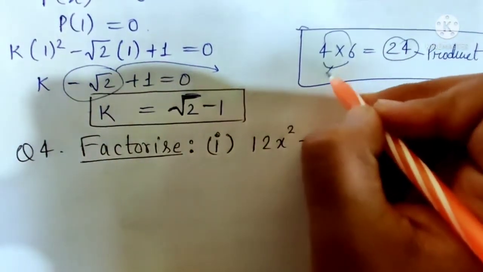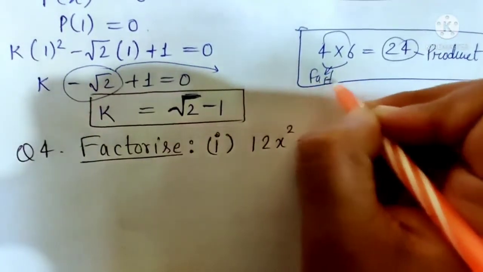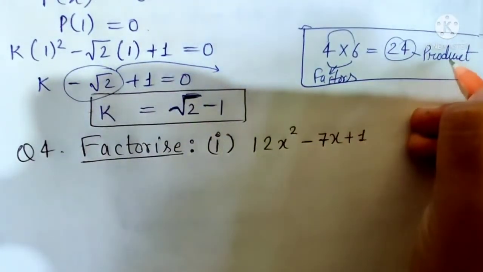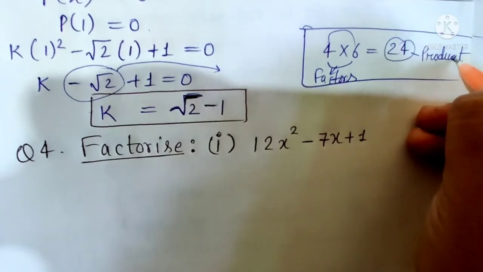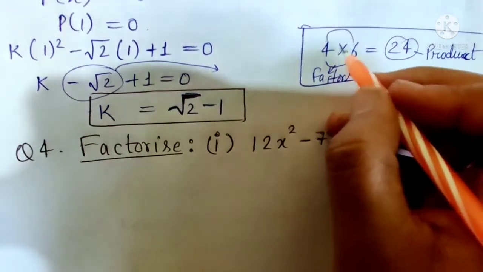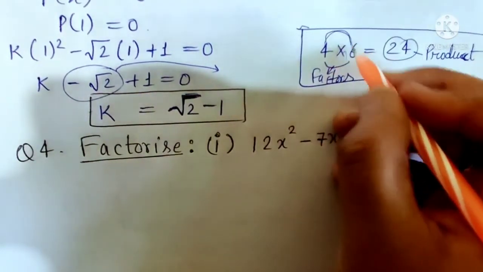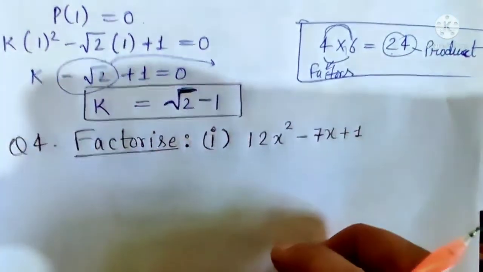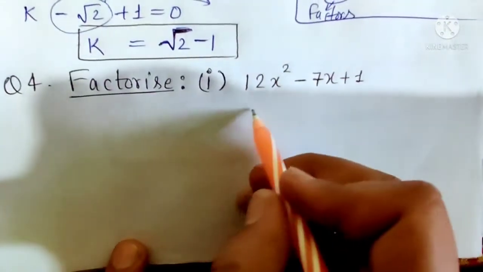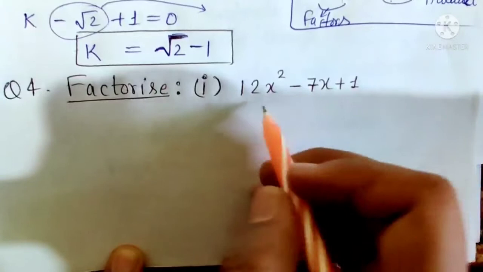And 4 and 6 we will call factors. They will call factors. Product. 4 and 6 are factors, because after multiplying these two we are getting this product. So same here, we have to find the factors of this one. So how can we find them?